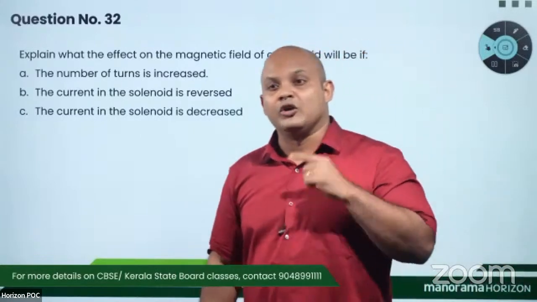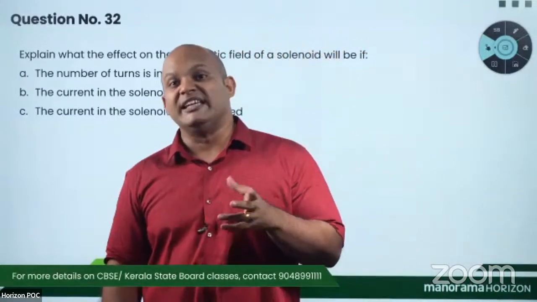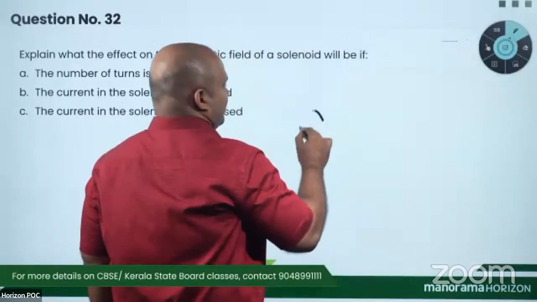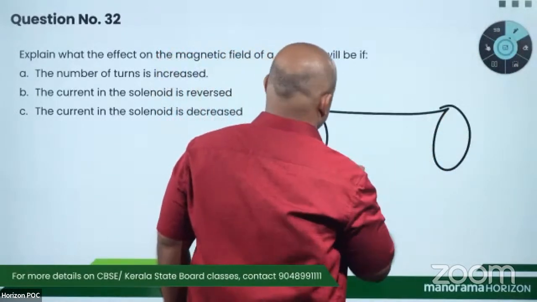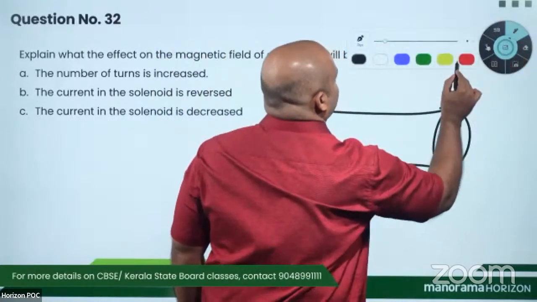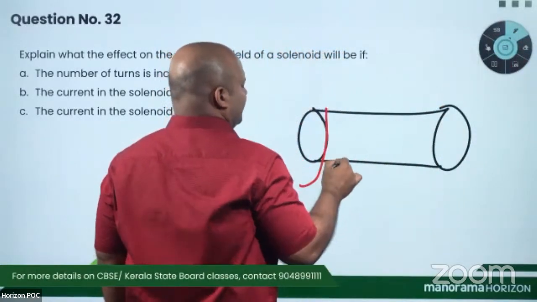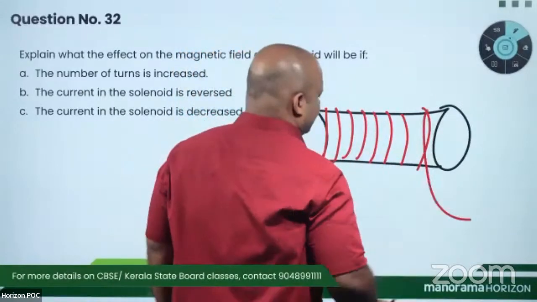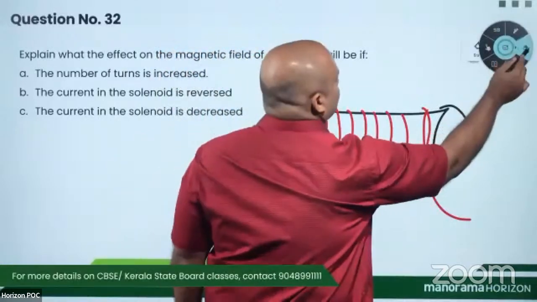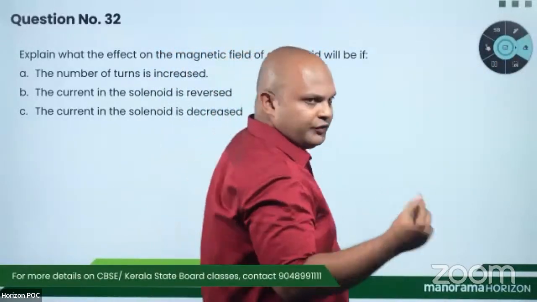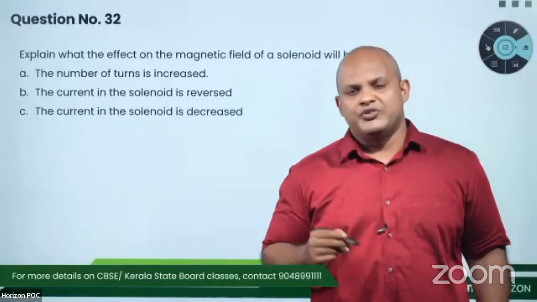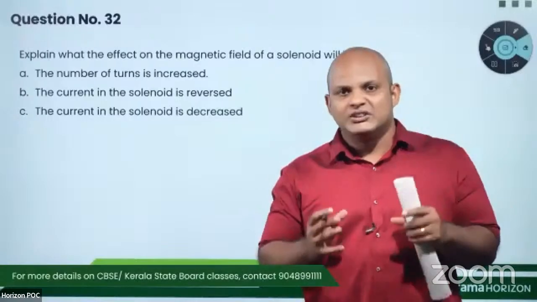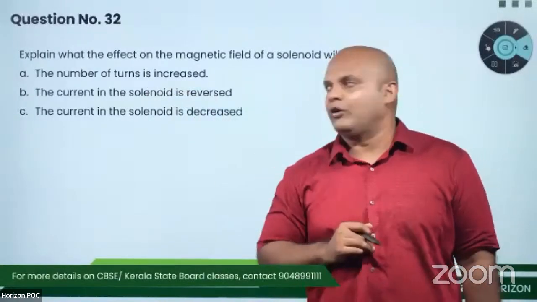A solenoid is a coil of wire. It is also called a helix, H-E-L-I-X. How do you form this? You have a cylindrical surface, and around the surface, you wrap continuous turns of wire. So this cylindrical coil is what we call a solenoid. When you send current in a solenoid, you get a strong magnetic field along the axis, along the length of the solenoid.